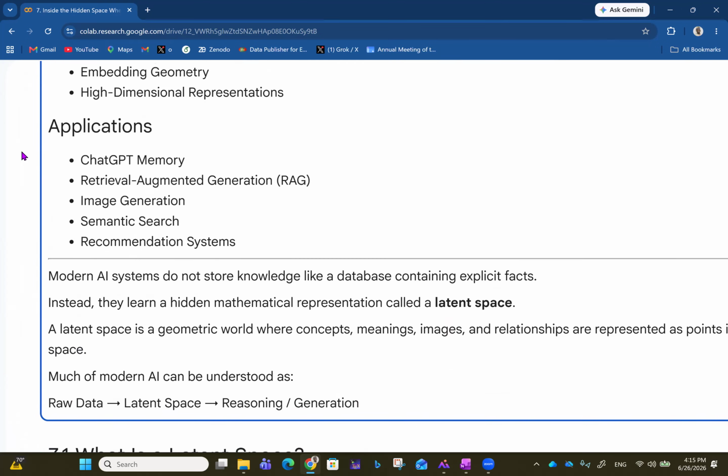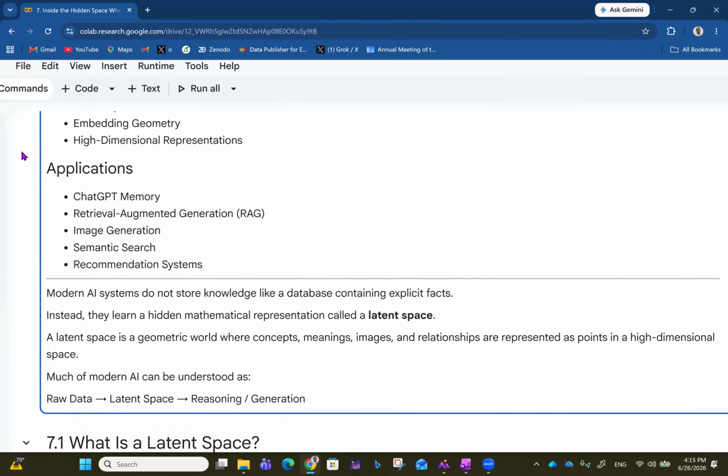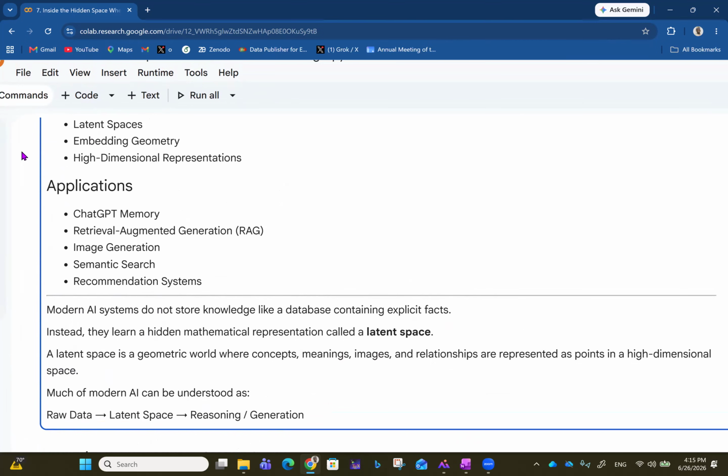of course, recommendation systems. So first off, modern AI systems do not store knowledge like a database containing explicit facts, right? Instead, they learn a hidden mathematical representation called a latent space.